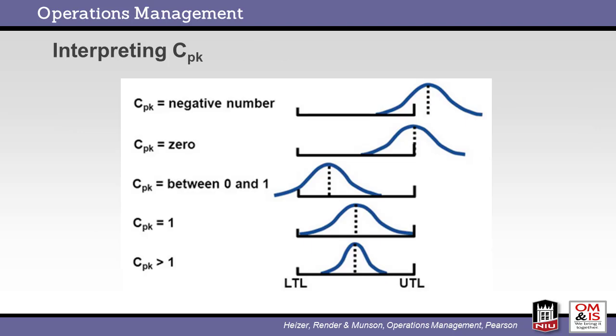This slide shows the result of a process having different values for CPK. The fourth example, where CPK equals 1, is the minimal target for the process to be within specification. Obviously, a CPK greater than 1 is ideal and allows for more process variation while staying within specification.